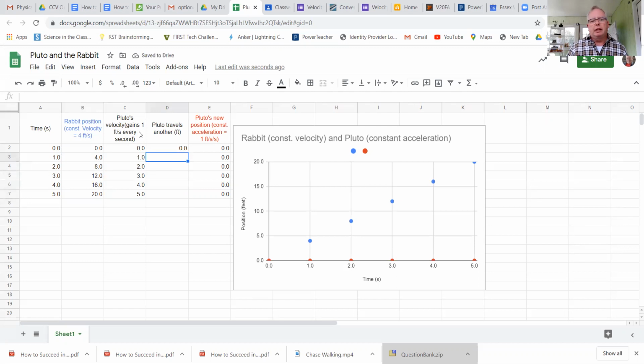Now when we come to take a look at how far Pluto goes, it's a little bit different, because we want to figure out how far Pluto went over 1 second. Well, it started off not moving at all, and it was only at the end that it was going 1 foot per second. So how do we figure out how far he went? Because the speed was changing the whole time. And the answer is that if we pick a velocity that's halfway in between these two, and multiply that by 1 second, that'll tell us how far Pluto went during that second. So that would be half a foot.